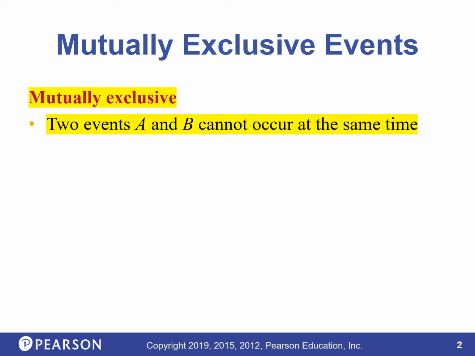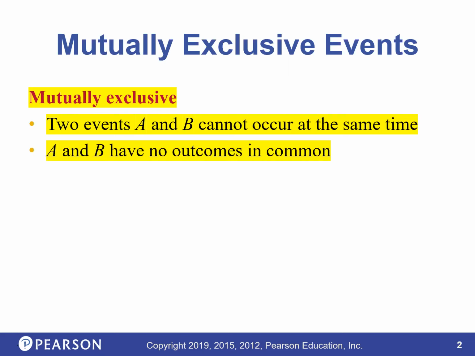Something to be mutually exclusive for the addition rule. So if things are mutually exclusive, which means two events are not occurring at the same time, it's impossible for them to occur at the same time. So you could say it one way: two events A and B cannot occur at the same time. You could say A and B have no outcomes in common. So again, this is all just build up. Finally get to the addition rule.